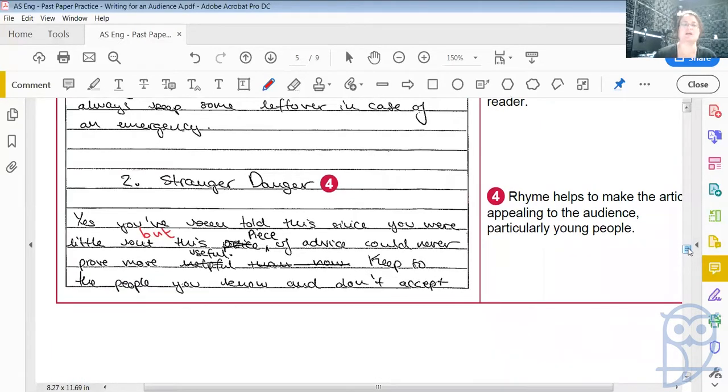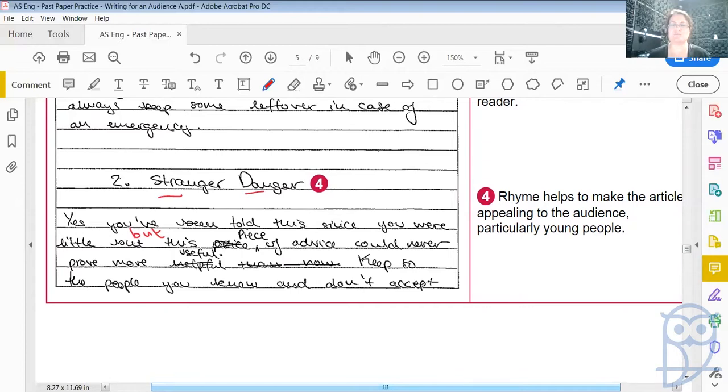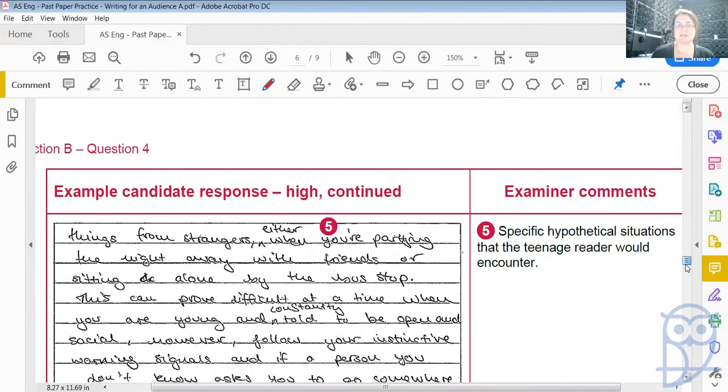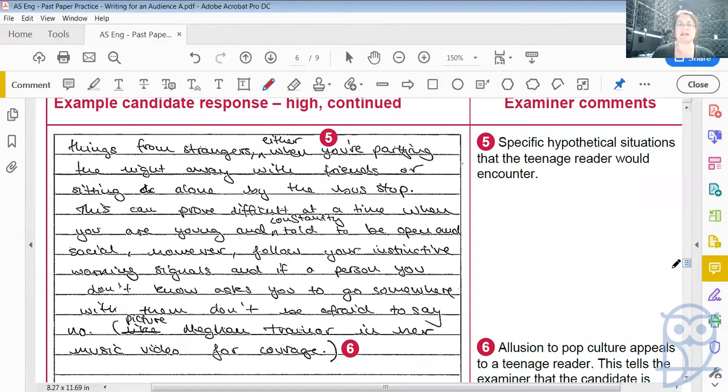Now, number two, "Stranger danger." Okay. And here the examiner liked the rhyme. The rhyme helps to make the article appealing to the audience, particularly young people. It's playful. "Stranger danger. Yes, you've been told this since you were little, but this piece of advice could never prove more useful. Keep to the people you know, and don't accept things from strangers, either when you're partying the night away with friends or sitting alone by the bus stop."